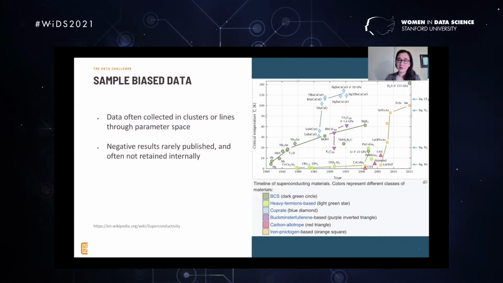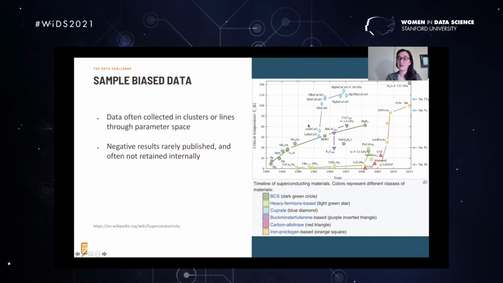So if you look at the plot on the right here, this is a plot that shows both of these different problems. This is from Wikipedia, a plot of different superconductors. And each different color here represents a different family of superconductors. And what you can see is that they tend to be very clustered. There's a lot of different ones of these families that have very similar materials.